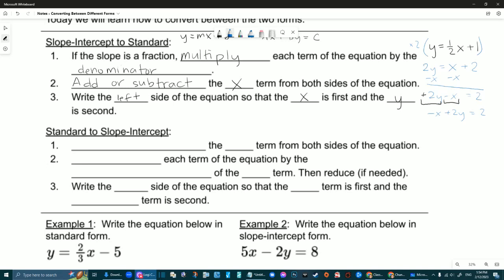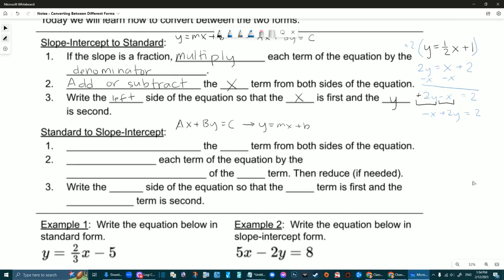For our second video, we're going to talk about how to go the other direction. So in this set of steps, we're going to start with standard, ax plus by equals c, and we're going to transform it to slope-intercept, y equals mx plus b.